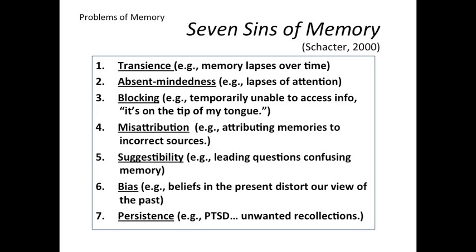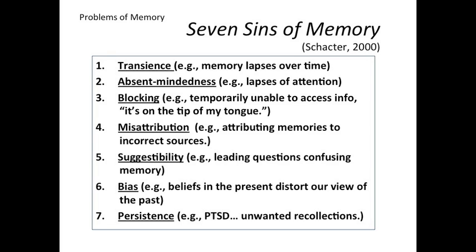Again, remember 4, 5, and 6 are sins of commission. They're problems because of our own active manipulation. Misattribution is attributing memories to incorrect sources. So you could think your professor said X in the lecture when actually your professor said Y, and you'll misremember that information. Number 5 is suggestibility, which is this idea that we actually can get confused. The whole idea of being able to manipulate people's memory is actually an experience that people have.